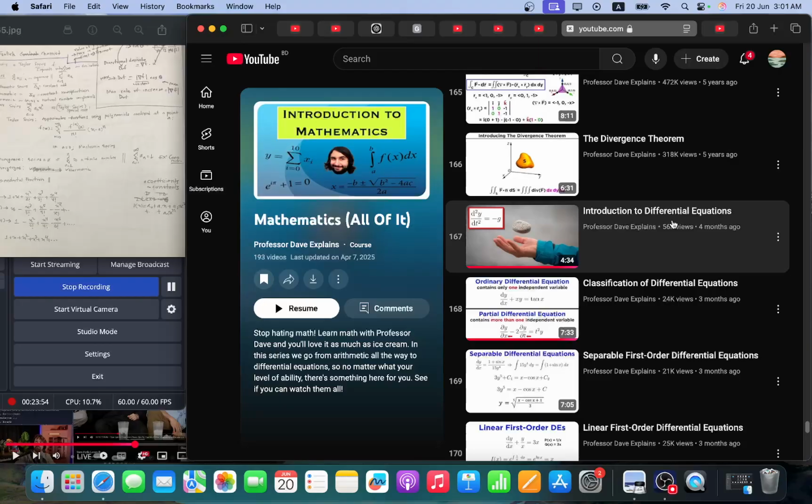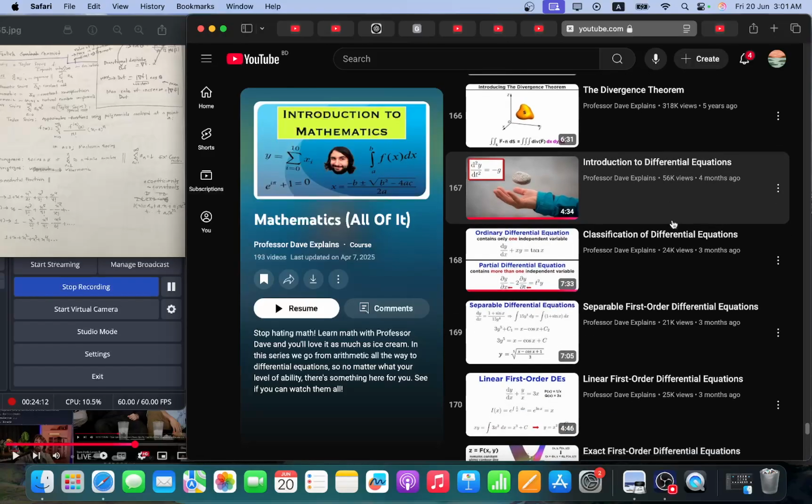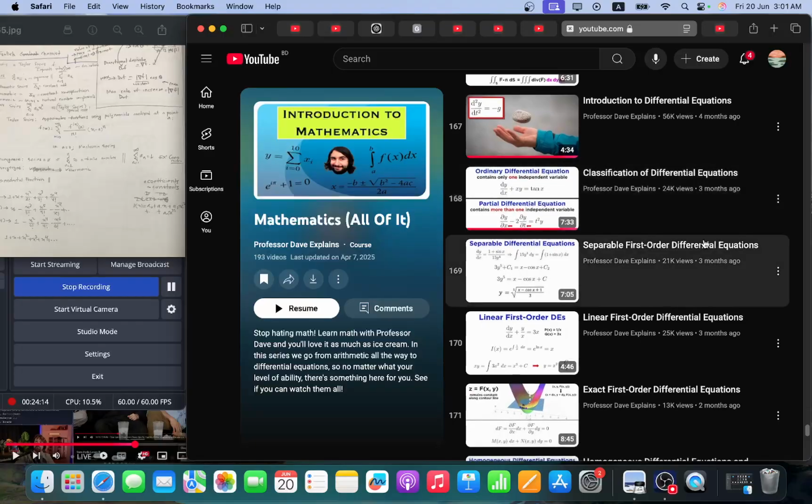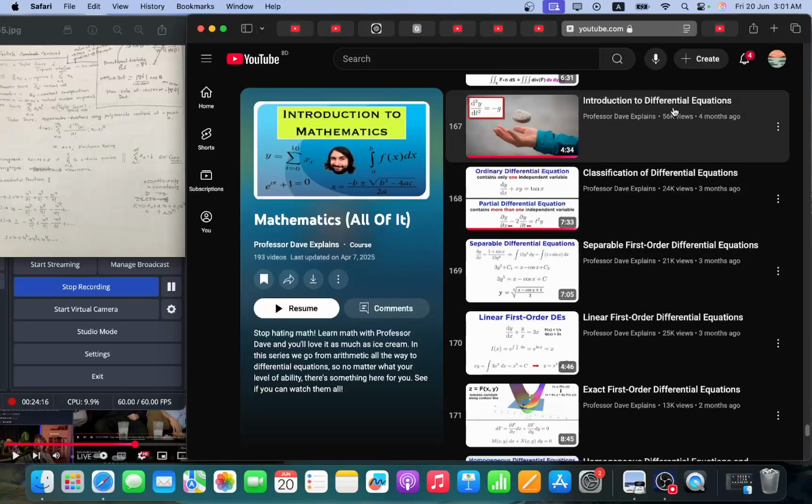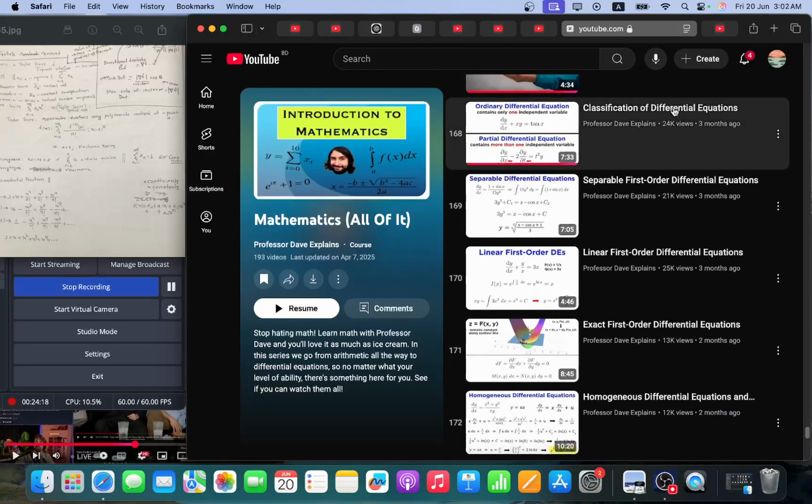Differential equation would also be a nice partial differentiation. Yes, we're doing partial differentiation. It probably would be applicable in calculus 3, and might even be applicable in calculus 4, which is vector calculus as well. So classification of differential equations, introduction to differential equation, I know these two things at the very least.